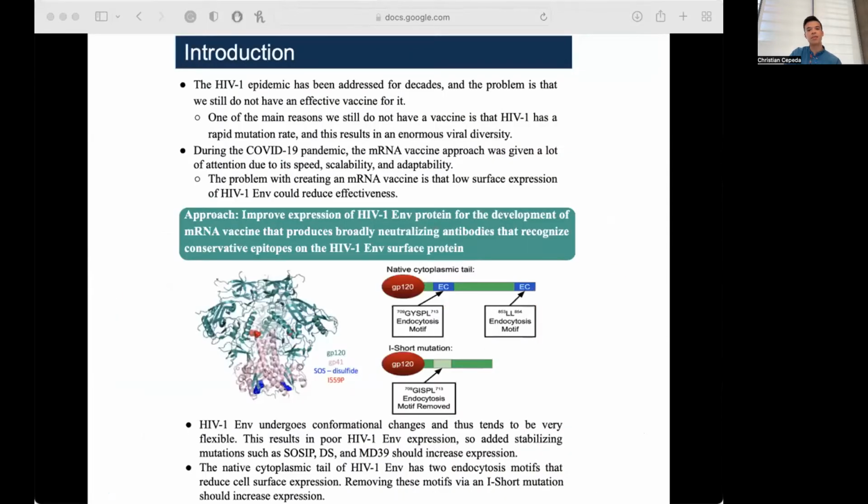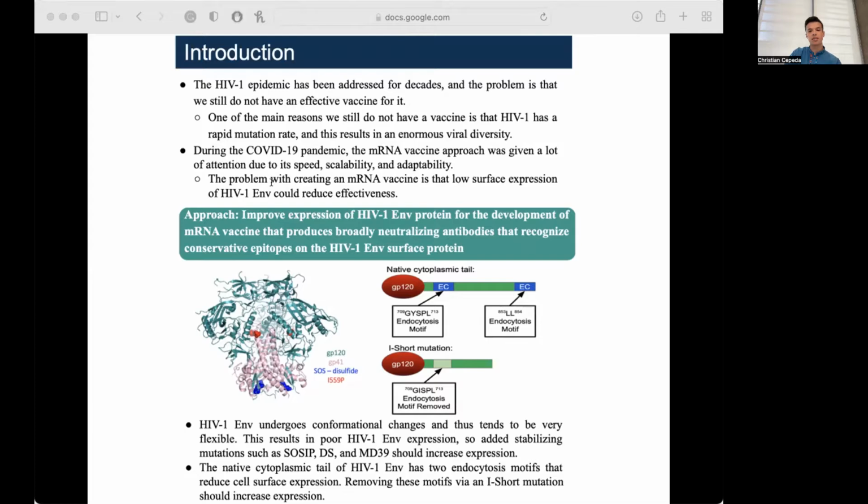The HIV epidemic has been addressed for decades, and the problem is that we still do not have an effective vaccine for it. One of the reasons we still do not have a vaccine is that HIV-1 has a rapid mutation rate, and this results in enormous viral diversity. Thus, it is hard to build a vaccine against all of these strains. There is a solution to this problem.